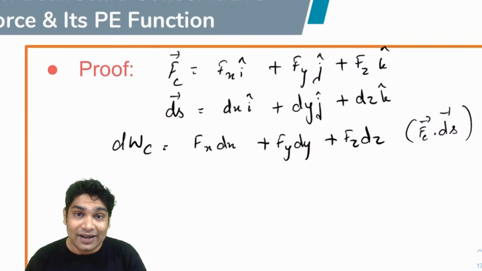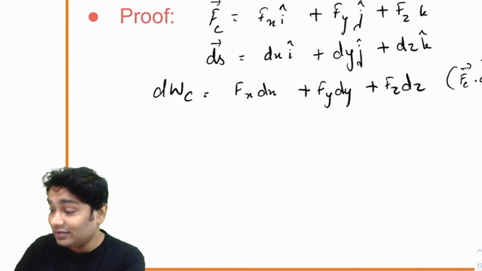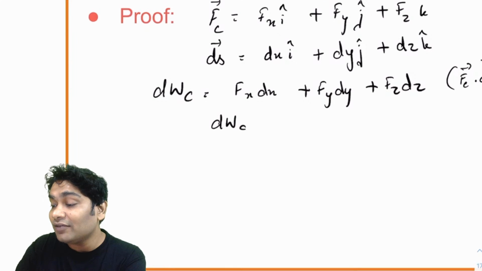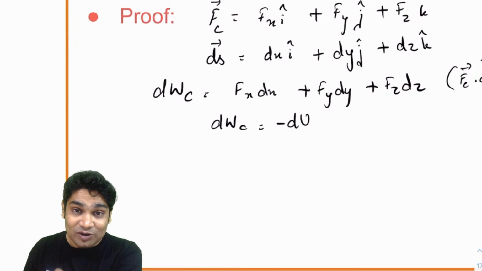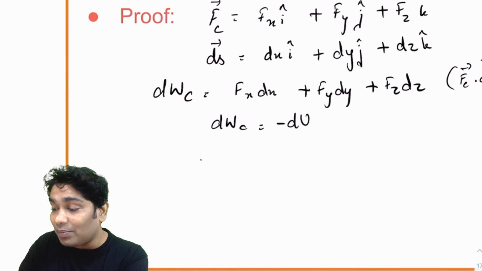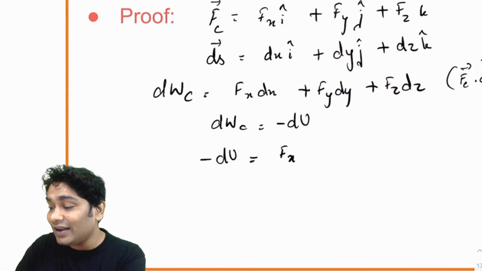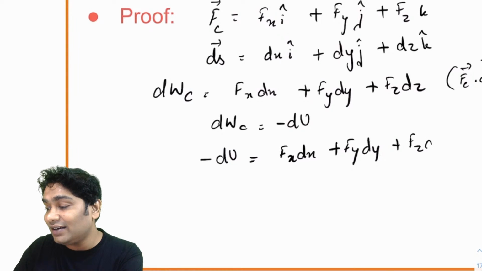Now let's see what will be the work. dW by the conservative force would be the dot product of these. So it will be Fx dx plus Fy dy plus Fz dz, which is nothing but F conservative dot ds. I hope you guys realize this. And we also know that dWc would be equal to minus du. We derived this expression yesterday: the work done by a conservative force equals minus the change in potential energy. So I can now write minus du equals Fx dx plus Fy dy plus Fz dz.